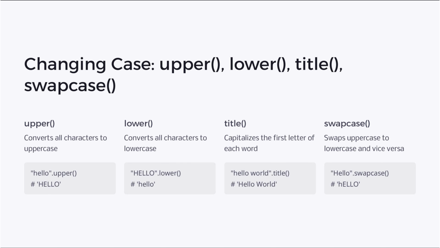Explore string case methods. Upper converts text to uppercase, while lower changes it to lowercase. Title capitalizes the first letter of each word, perfect for titles. Swapcase flips the case of each letter, useful for toggling text styles. These methods enhance text formatting and readability in programming.